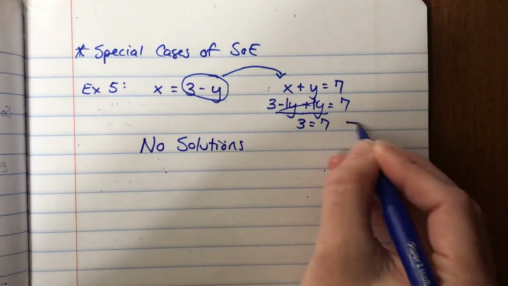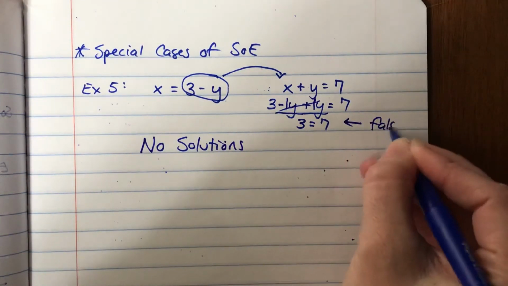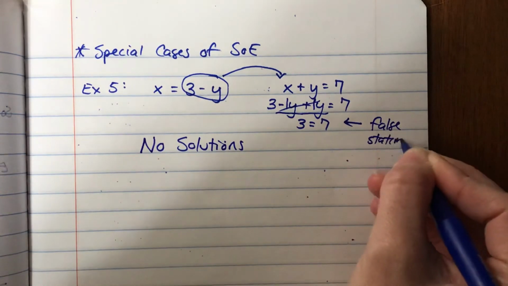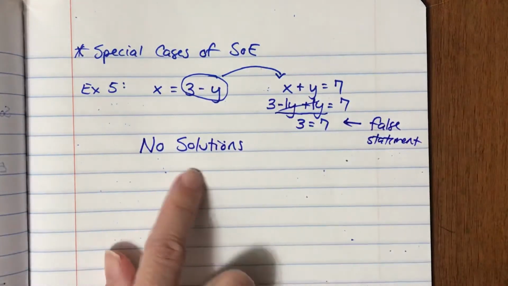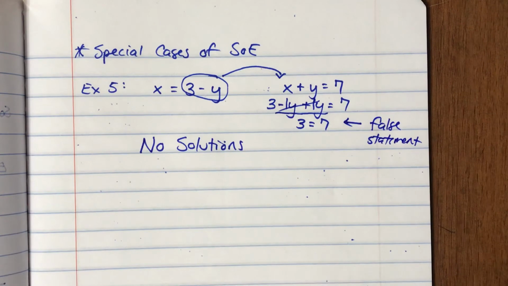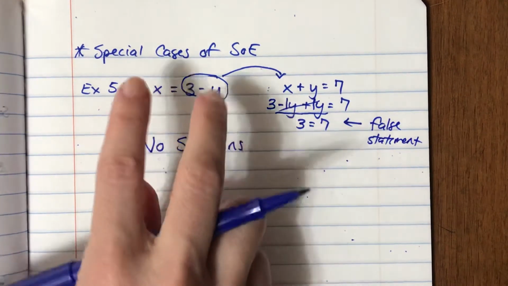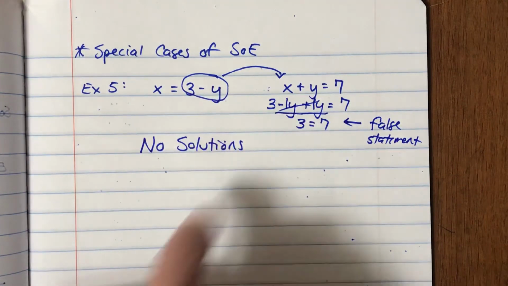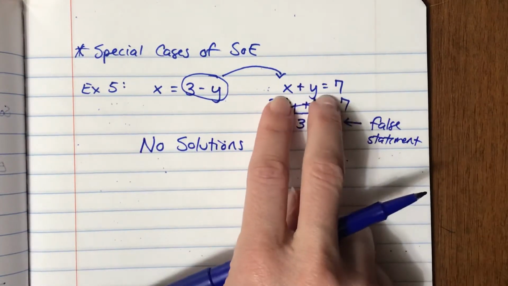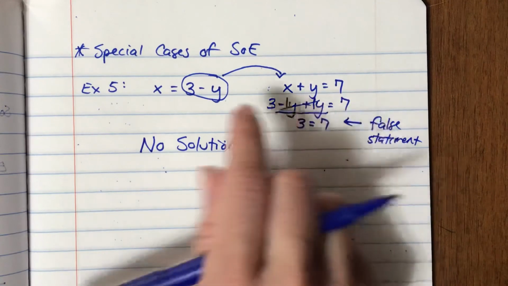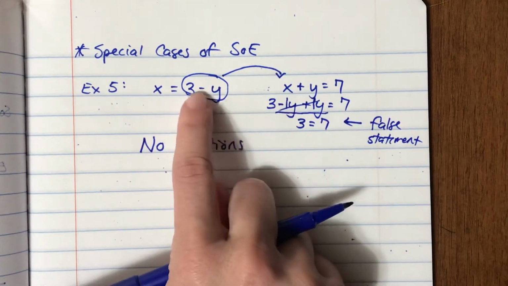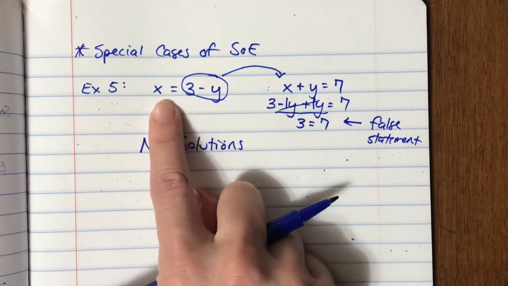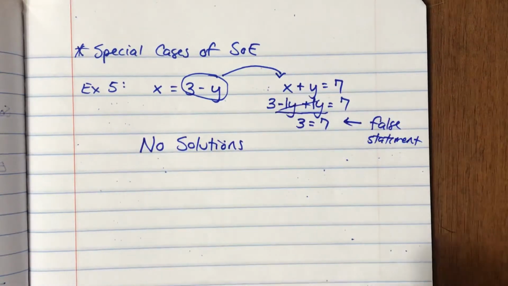So if you get this right here, this false statement, something that's not true, your answer is just going to be no solutions. There is no solution to this system of equations. There are no values of x and y that will make both of these true at the same time. In other words, there are no 2 numbers that you can add together to get 7 that you can then subtract the y value, 3 minus the y value, and get the x value. There's nothing that will work there.